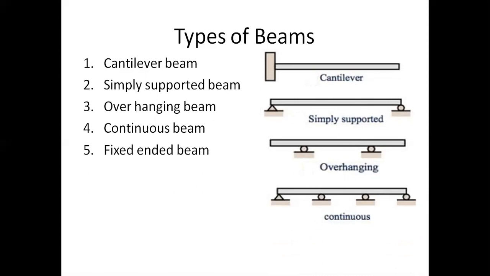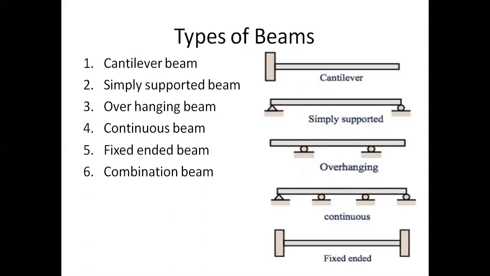Next one is fixed ended beam. The name itself indicates it. Fixed ended means both the ends are fixed, then it is called fixed ended beam. So fixed ended beam looks like this. When you compare the cantilever beam and fixed ended beam, a cantilever beam will have a fixed end at one end and a free end at the other, whereas in fixed ended beam, both the ends are fixed. Then it is called fixed ended beam.